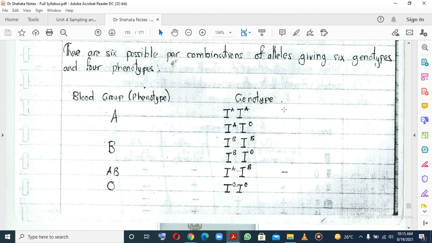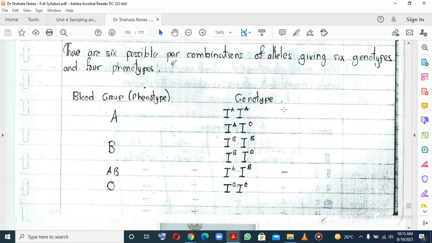And then we go for B. Again, for blood group B, it's the same thing. It can either be homozygous B, or it can be heterozygous, where you've got allele B and allele O, knowing that O is recessive. Then, blood group AB, we know that A and B are codominant.